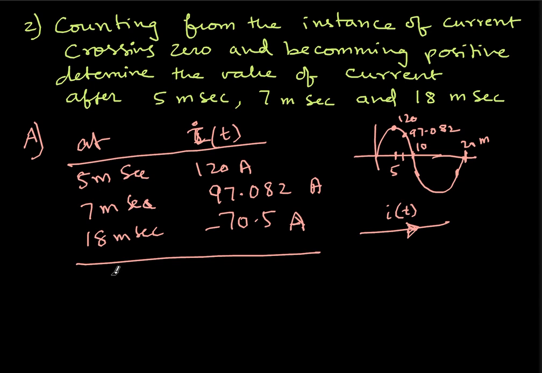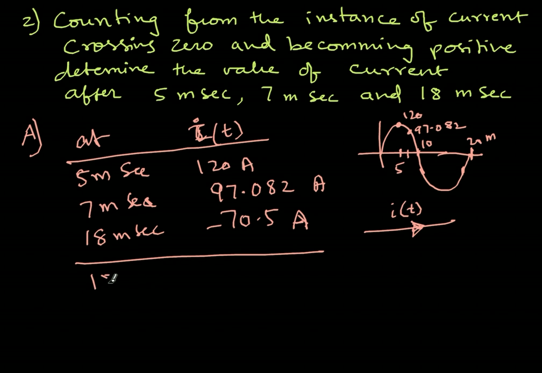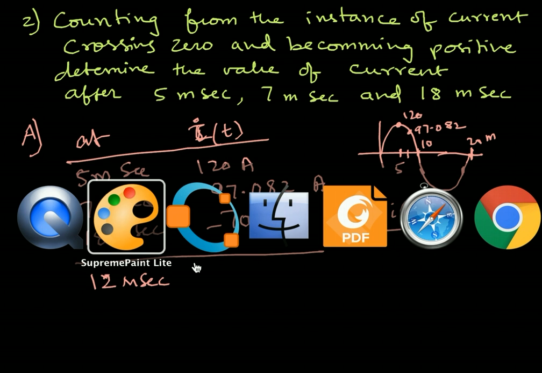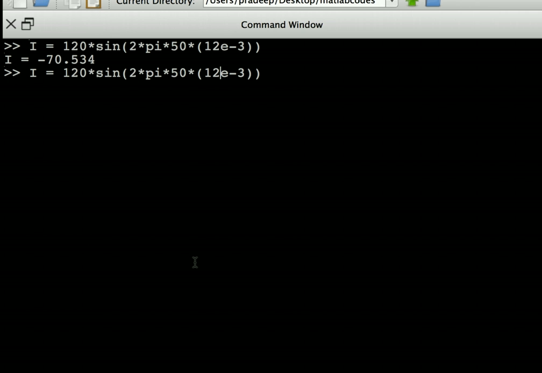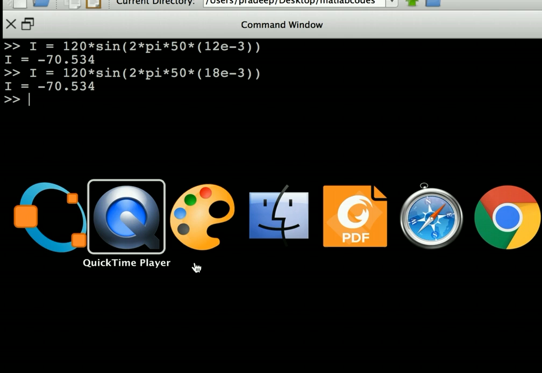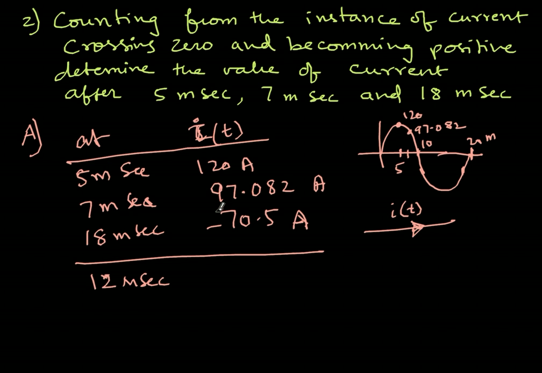Now, one interesting thing, let's see what happens at 12 milliseconds. Again, we do the same thing. I go to my command interface, and instead of 18 milliseconds here, I substitute 12 milliseconds. I'm getting minus 70.534. So if you notice, even if I give 18 milliseconds it is the same, and even at 12 milliseconds it is the same. This is exactly the same as minus 70.5 amperes.